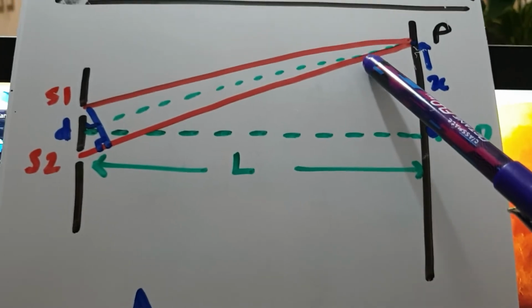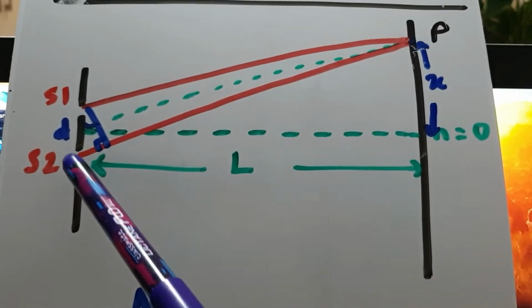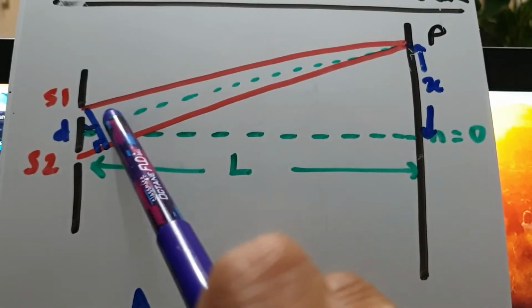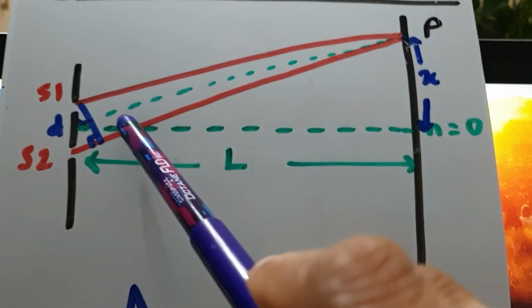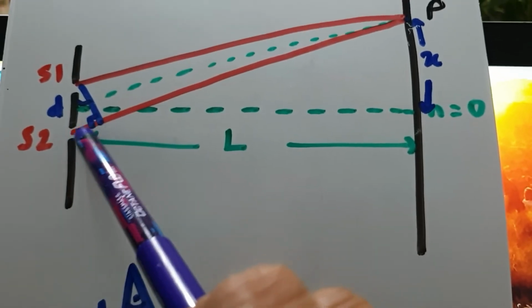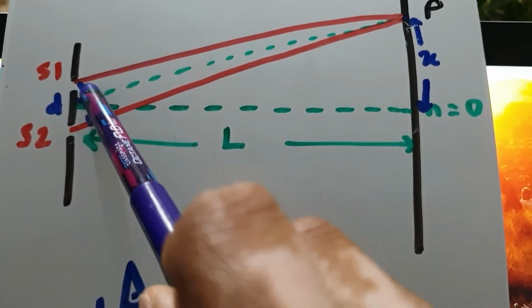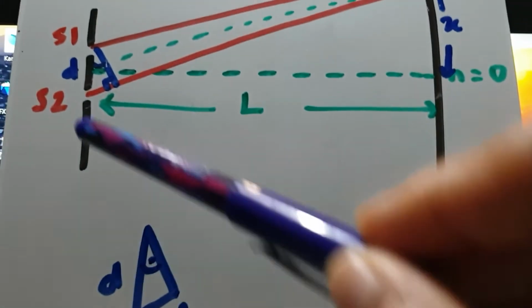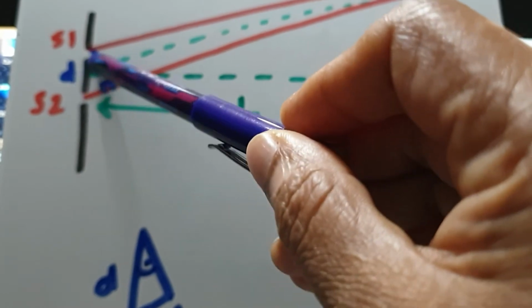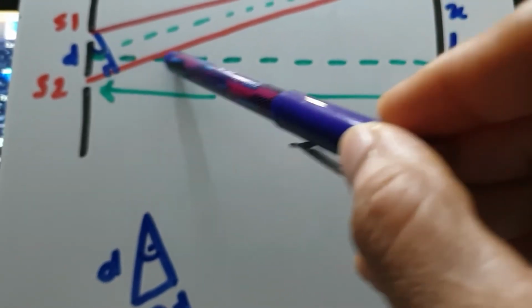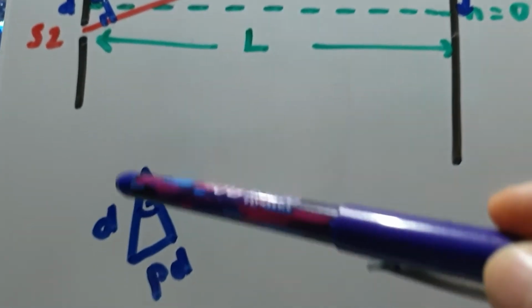Now you can easily see from this diagram that the distance from S2 to P is greater than S1 to P. S1's closer. So this difference in distance, this little gap here, is what's called path difference. So we're going to just look at this triangle for now, which I've drawn over here. Okay, so PD is the distance of this gap, and this is your right angle. These two are equal, what's left of it.